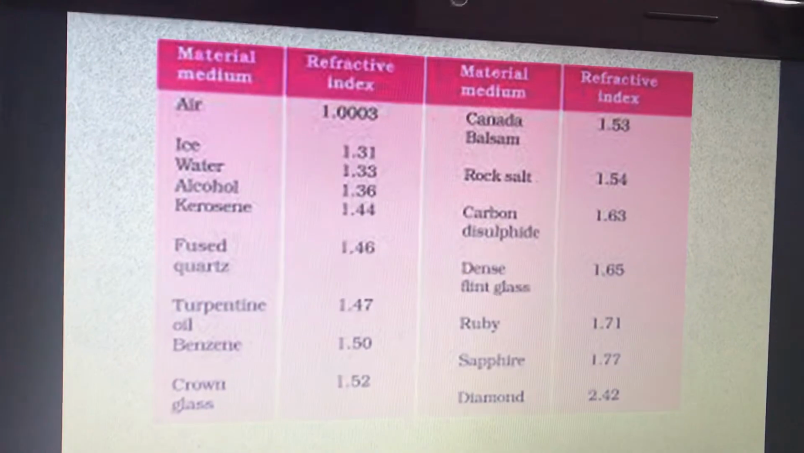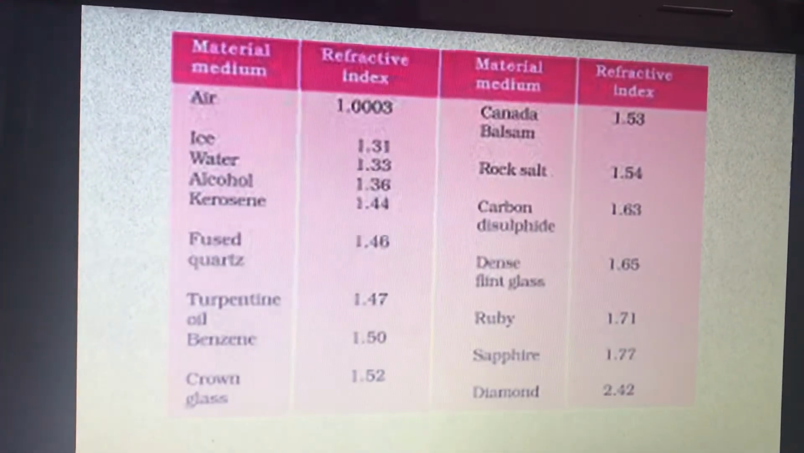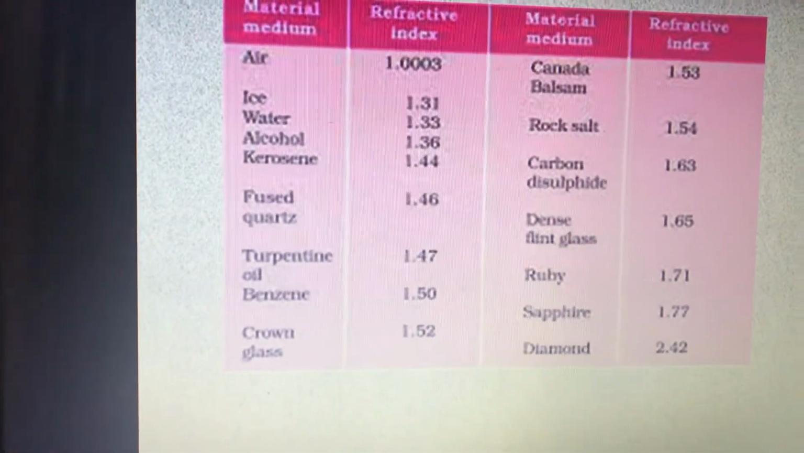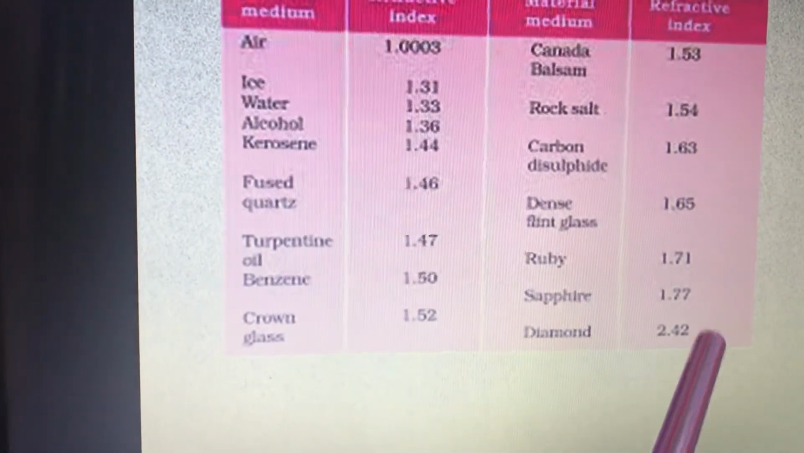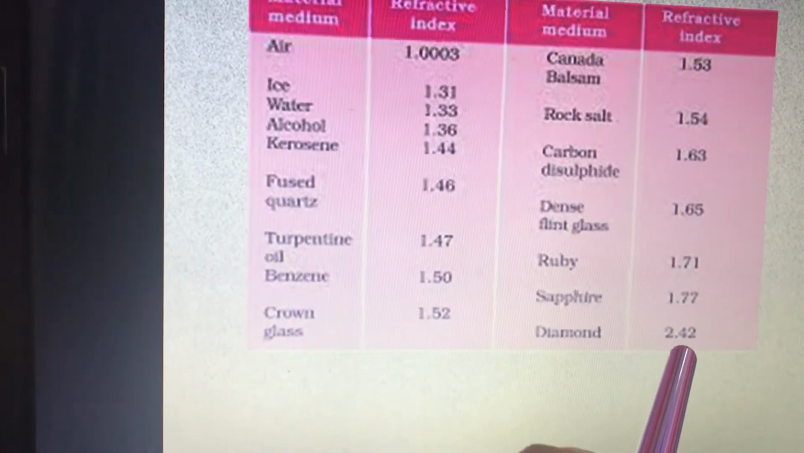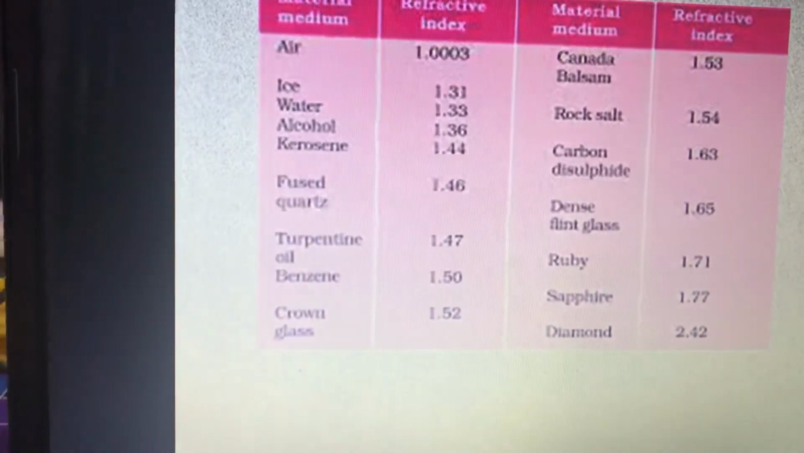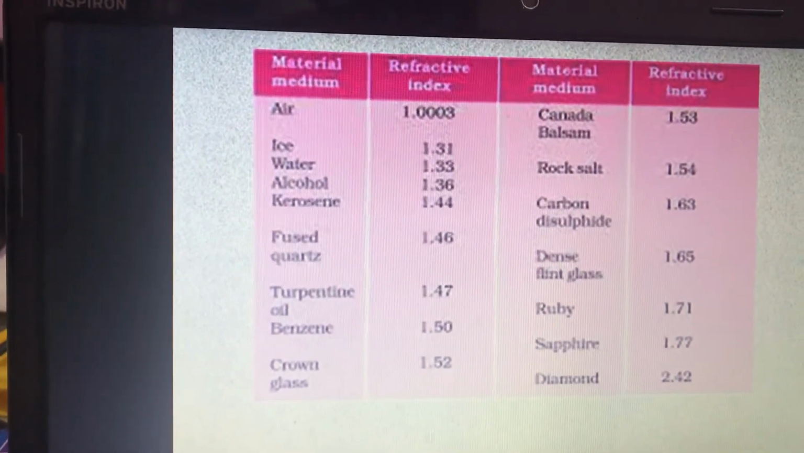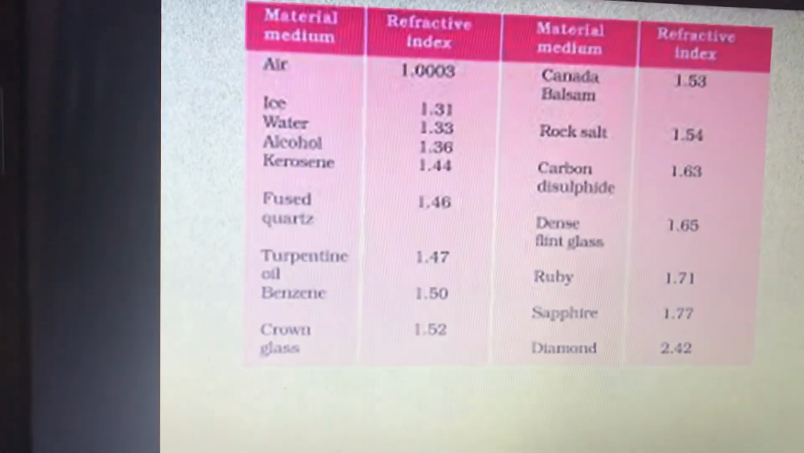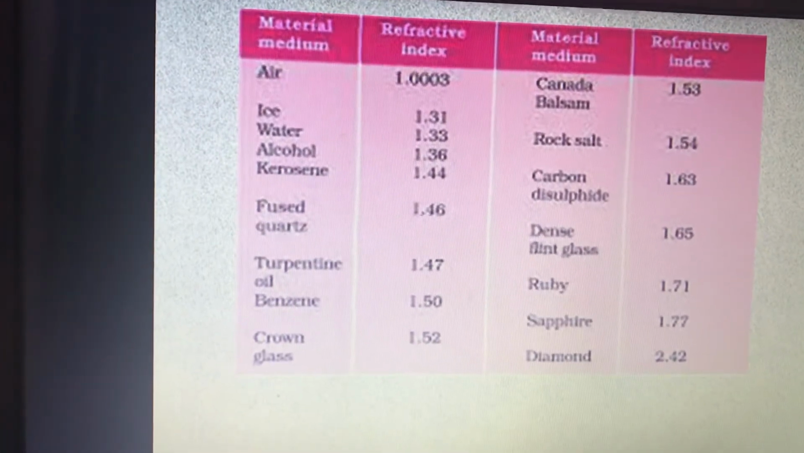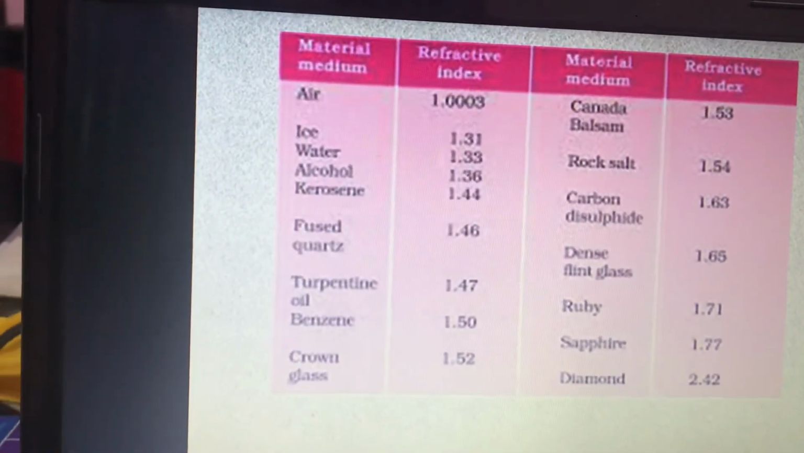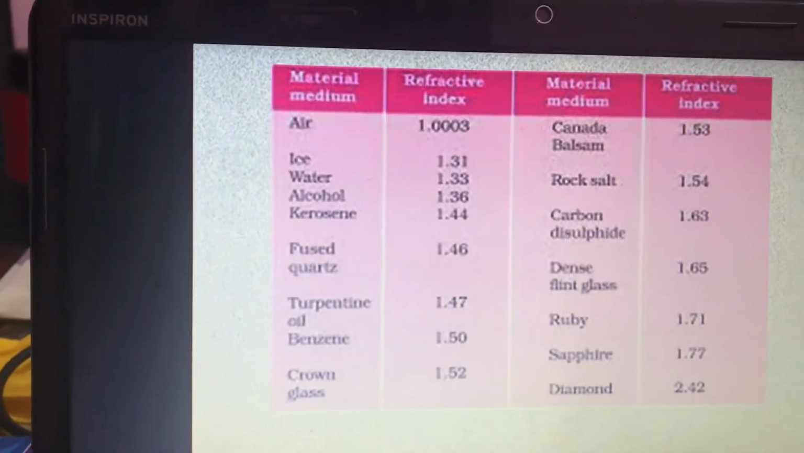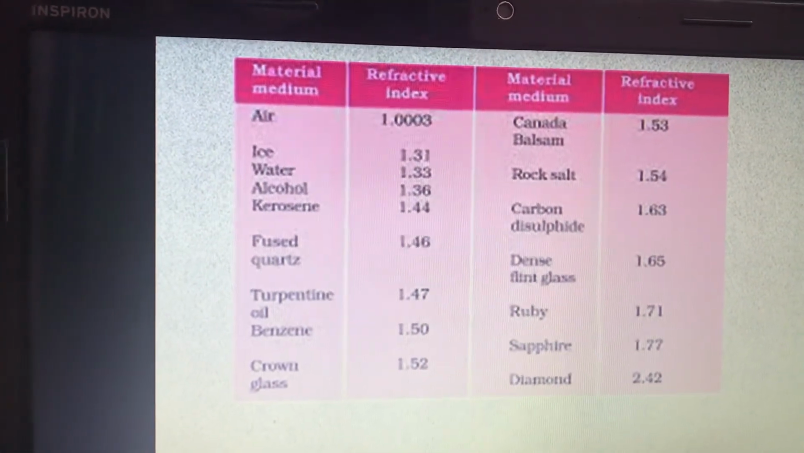Now if the substance is dense, if it has high optical density, its refractive index would be high. Air is very rare, so its refractive index is also less. You can see here in this table, you can compare different substances. Optical density is different from the common density which we study in the physics part.